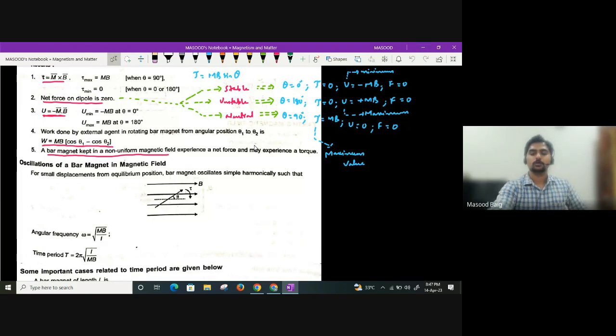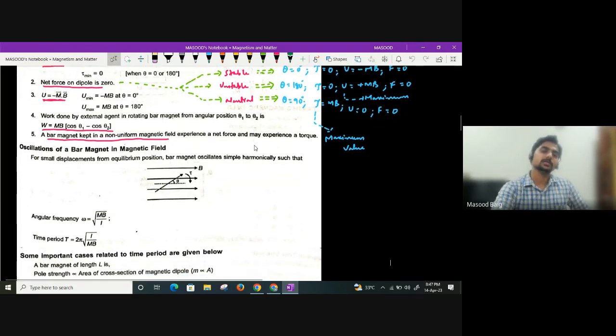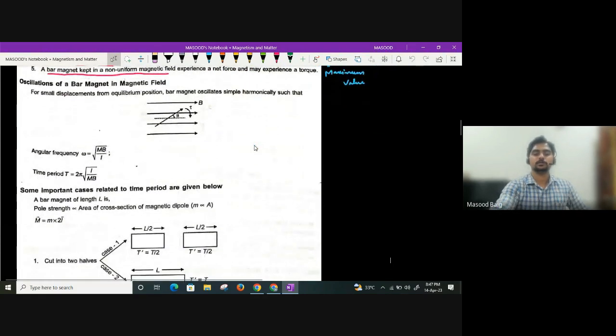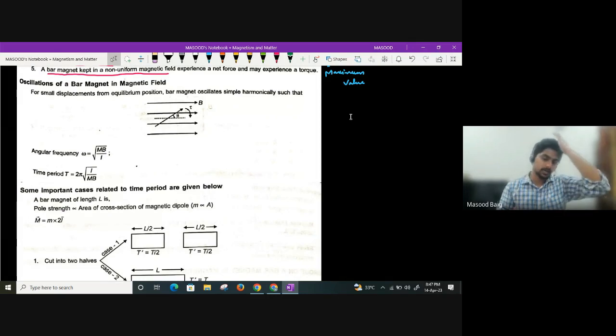Then let us talk about oscillations of a bar magnet. Rest all will be the same. Whatever we do for a dipole, the same things we'll study here. What they're asking is oscillations of a bar magnet in a magnetic field. First we will place the bar magnet in stable equilibrium position. As soon as I slightly displace it, there will be a restoring torque acting on the bar magnet and it will perform oscillations. Time period will be given as 2 pi root over I by mb. Angular frequency will be root over mb by I.